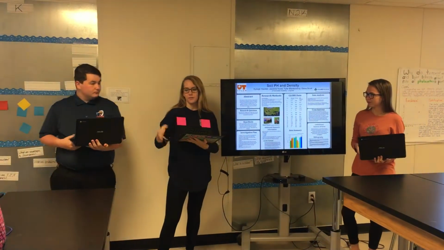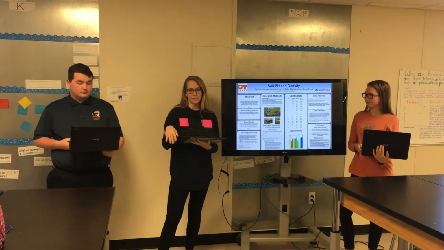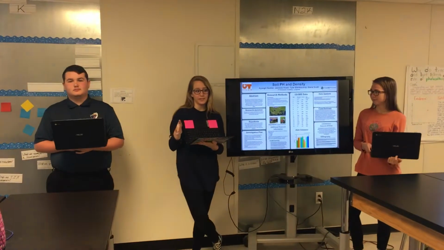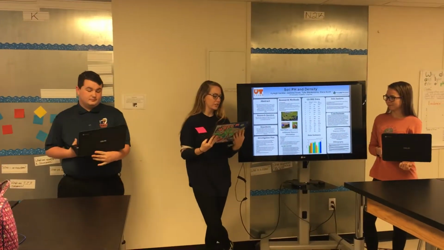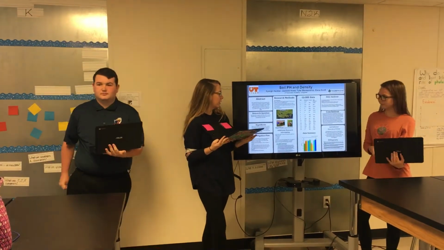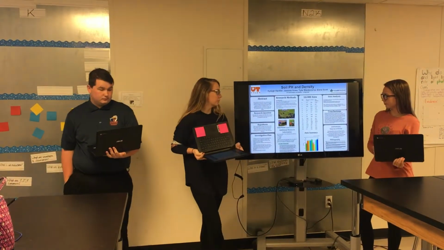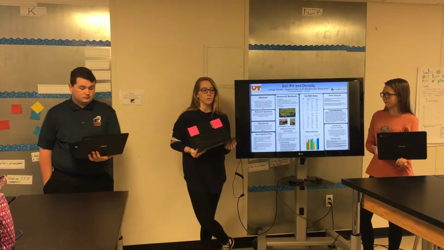So, you know how whenever you sit down, you choose sunny areas instead of shady areas so your butt doesn't get wet? Well, we kind of wanted to figure out the why behind that. So our research question is, how does the canopy cover affect the levels of soil pH and soil moisture in areas exposed to precipitation, and why?